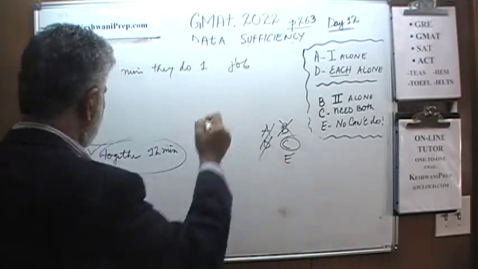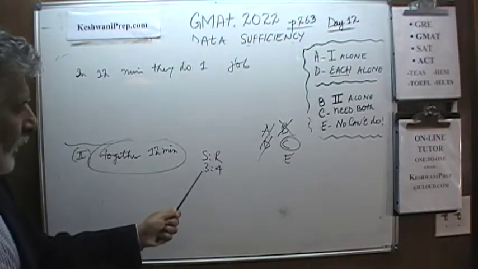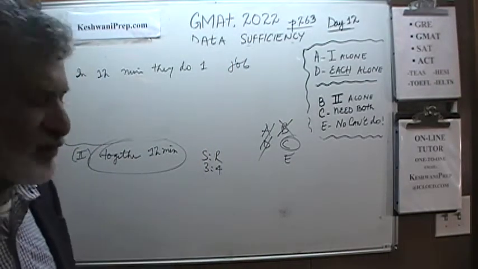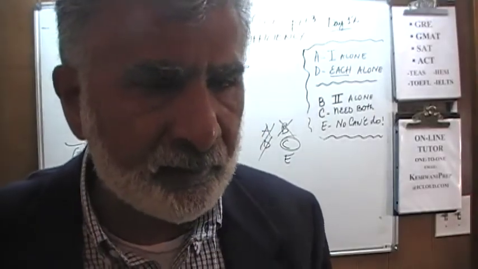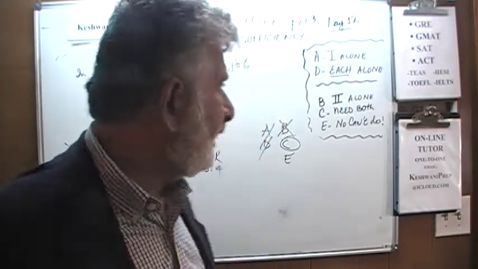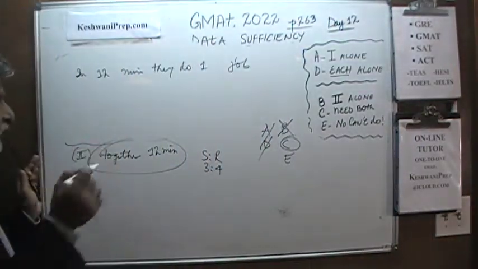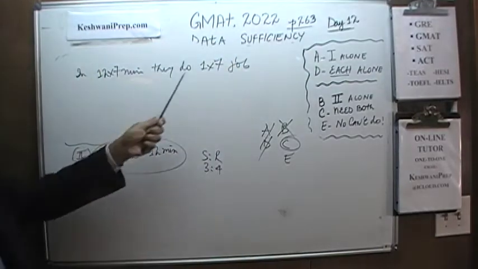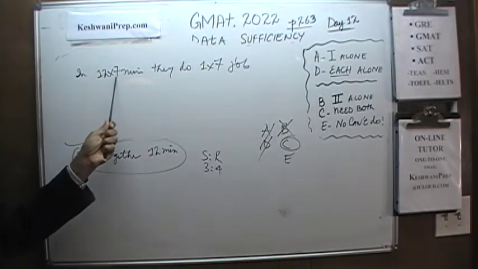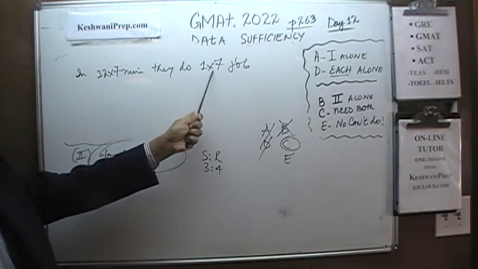That we do know, because we are told here. We also know the relative speed is 3 to 4. 3 plus 4 is 7. There are 7 parts in a job. One guy does 3 parts, the other guy does 4 parts. The trick is that you multiply this time by 7. If they can do one job in 12 minutes, then given 7 times the amount of time, they should be able to do 7 jobs.